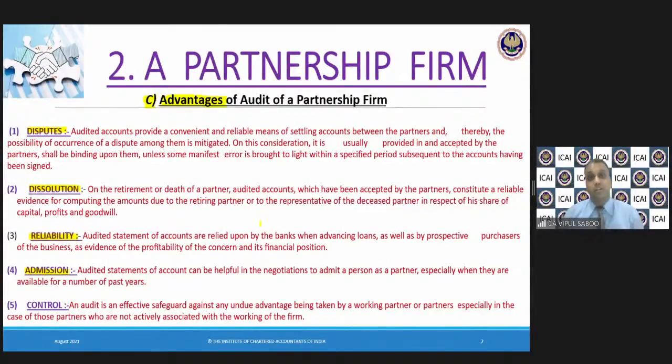Admission of a partner. Partner C retires. This time we are not letting partner C die. His life is very important to us. We are not letting him die. We are asking him to retire.